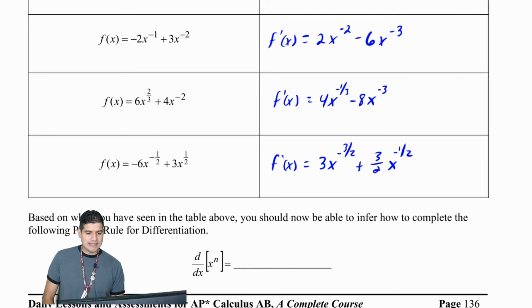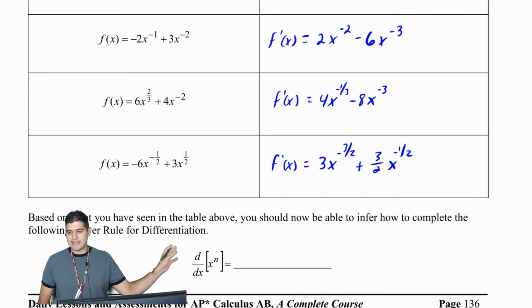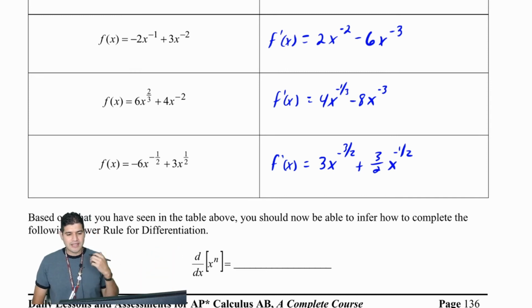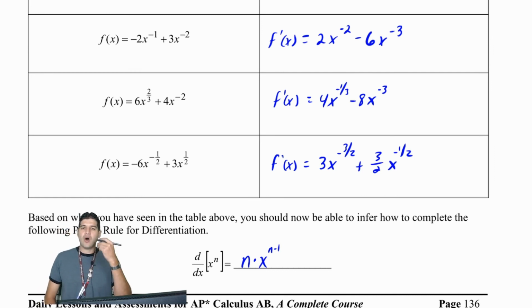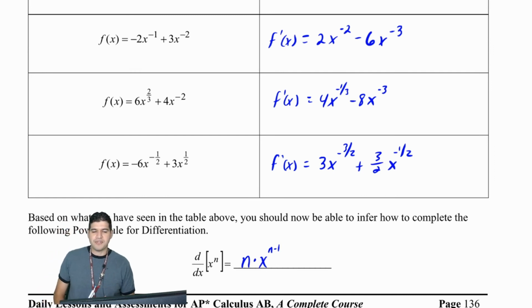this is just d dx. So I say that d dx, all that means is the derivative, f prime. So the derivative of that equation inside of that part right there, what is that going to be? Well, you bring the n down, you multiply it, keep the x, and you subtract 1 from the exponent. So you can see that pattern happening with all of those polynomial functions above.